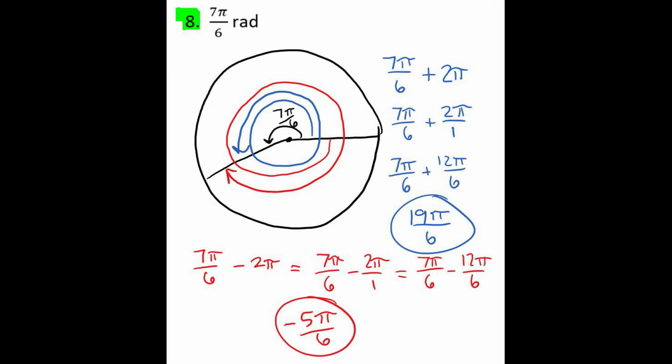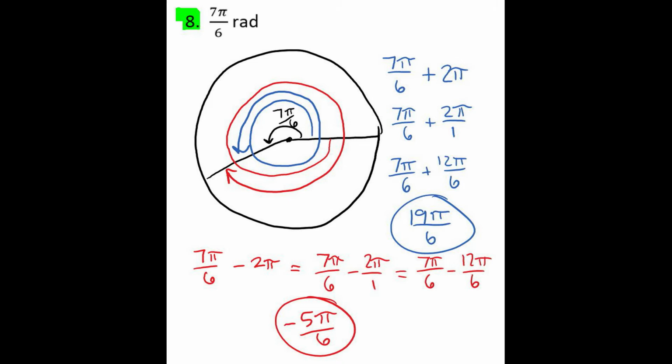I need to make 2 pi a fraction, so I put it over 1. Then I need to make the bottom the same as the other fractions. I need to turn it into a 6. So I get 7 pi's plus 12 pi's, and that's 19 pi's over 6. And that is the blue one.